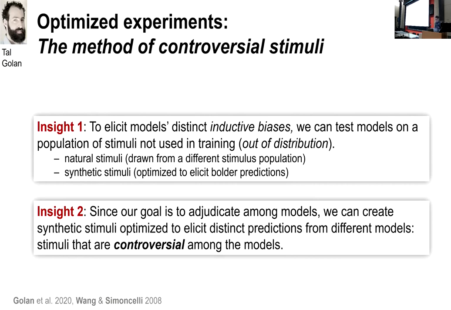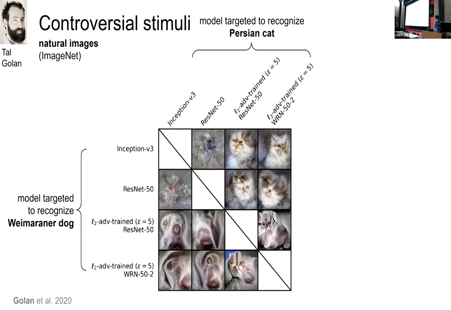Since we want to compare models, we can create synthetic stimuli that are optimized to elicit distinct predictions from different models. So these are stimuli that are controversial among the models. So here are examples of controversial stimuli. For each of these images, one model is very confident that it's looking at a Weimaraner dog, and the other model is very confident that it's looking at a Persian cat.